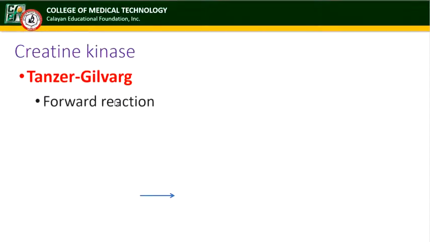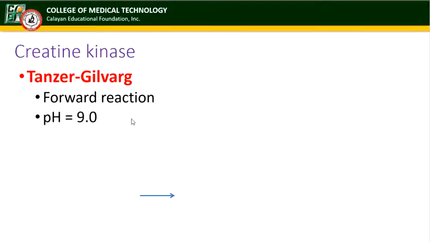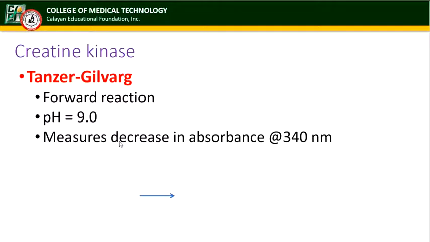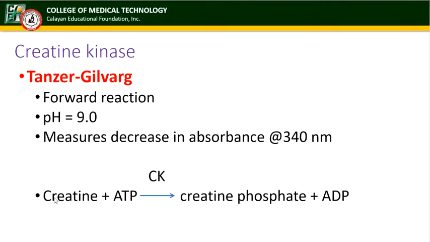Okay, so creatine kinase, Tanzer-Gilvarg. So Tanzer-Gilvarg is the forward reaction, pH 9.0. So this measures the decrease in absorbance at 340 nanometers. So ito yung enzyme natin. So ang ating substrates is creatine plus ATP. It will react with our enzyme. So the byproduct or the product is creatine phosphate plus ADP.